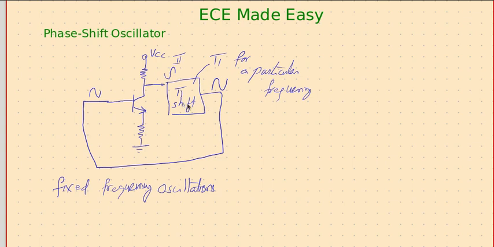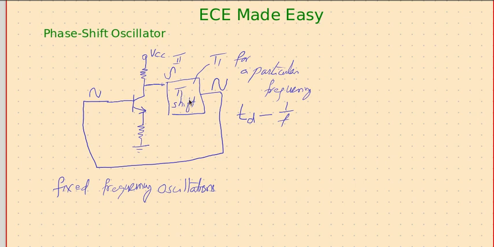In other words, you just delay the signal by some fixed value of TD, and this TD will be 180 degrees for a particular frequency only. So if you're talking about TD as the period of a sinusoidal, then it is given by 1 by f. That is, if you have a sine wave of period TD, then its frequency will be 1 by TD.